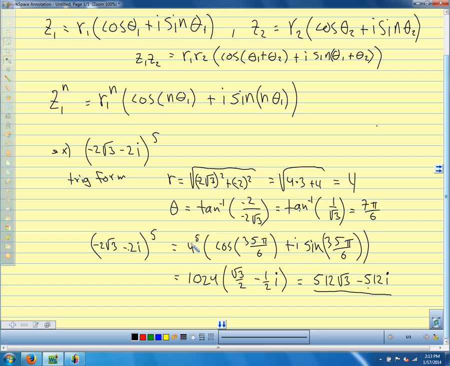And we call this theorem for finding the powers of complex numbers in trig form DeMoivre's theorem. So if you hear DeMoivre's theorem, you'll know what it is. Mr. DeMoivre was pretty clever coming up with that theorem.